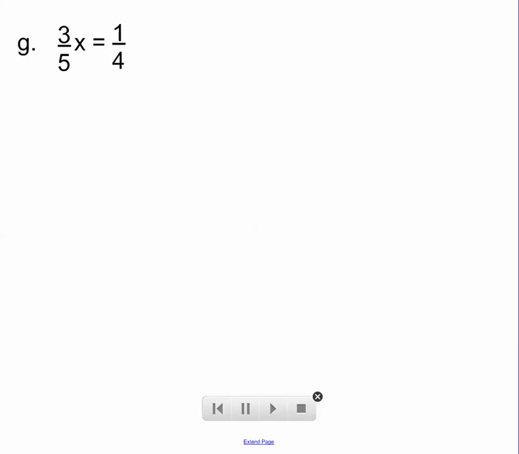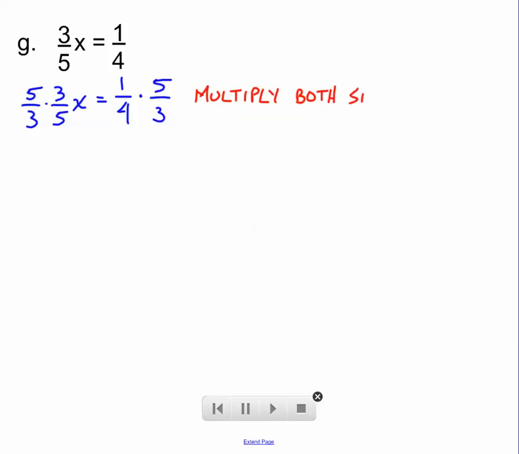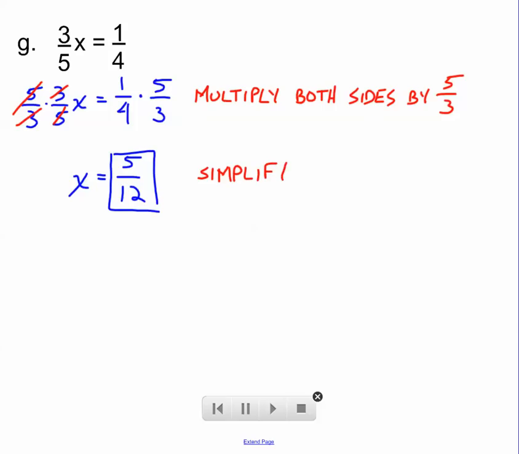Three-fifths x equals 1/4. All right, this is a little bit different. People hate fractions, but I actually love them. I'm going to do the same thing to both sides of the equation, because then I'm not changing the equation at all. The best way to solve this and get the variable isolated is to multiply both sides by 5/3. Now watch what happens. The 3's cancel out on the left, the 5's cancel out, and all you're left with is x. On the right, we'll simplify that side. 1 times 5 is 5, and 4 times 3 is 12. So x equals 5/12.